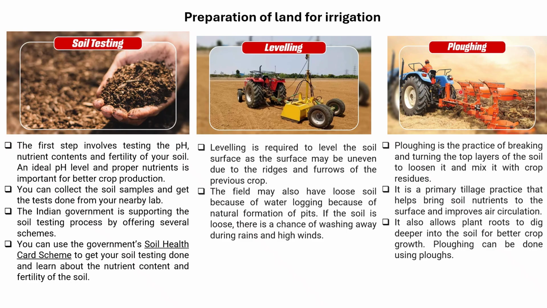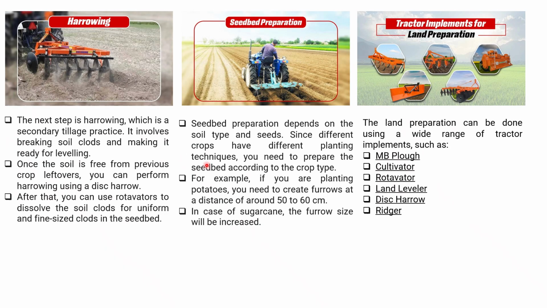The third one is ploughing. Ploughing loosens and turns the top layer of the soil. It helps nutrients rise to the surface and improves air circulation. It also allows roots to grow deeper. Ploughing can be done using different types of ploughs. The next one is harrowing. This is a secondary tillage practice, which means it happens after the main ploughing. It breaks the soil clods into smaller pieces and prepares the soil for leveling. Sometimes rotavators are used to break the soil even further.